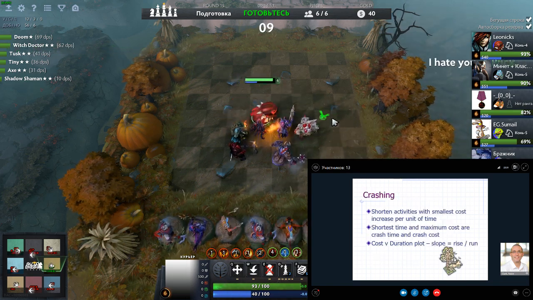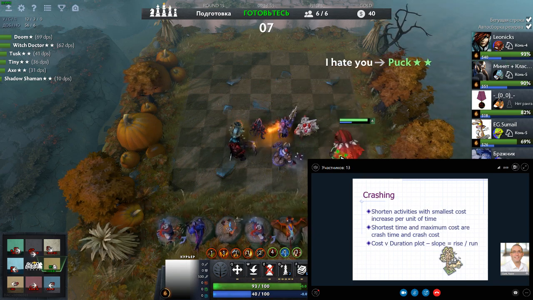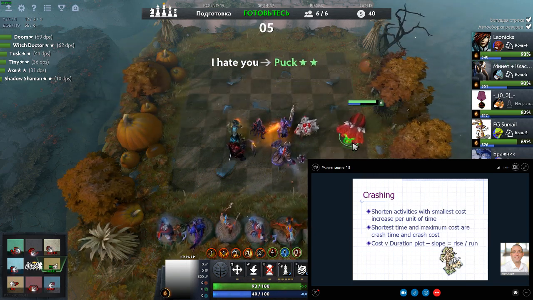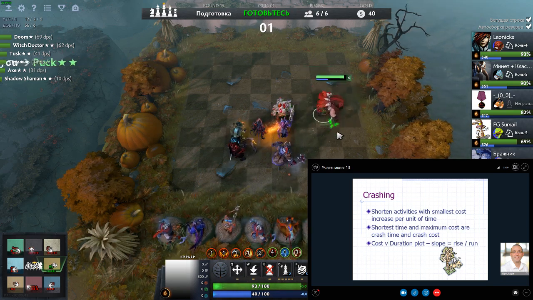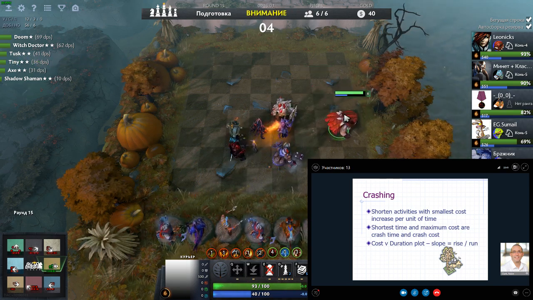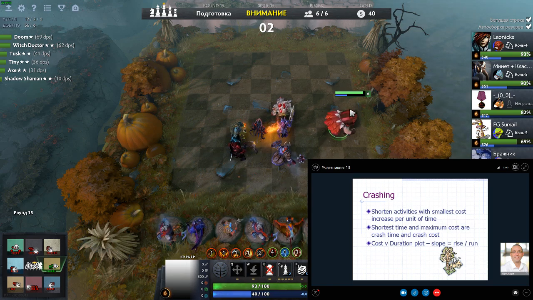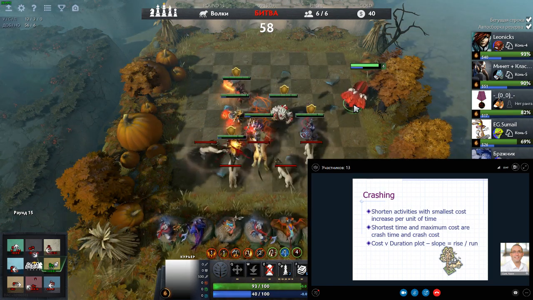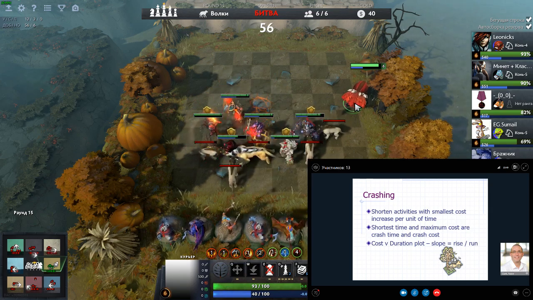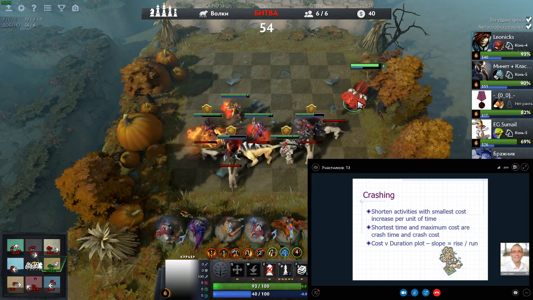So, crashing. What are we trying to do? We're trying to shorten the activities, the duration of all of the activities, to be an optimum for what we're trying to achieve time-wise. So there are some things that we need to consider when we're doing that.